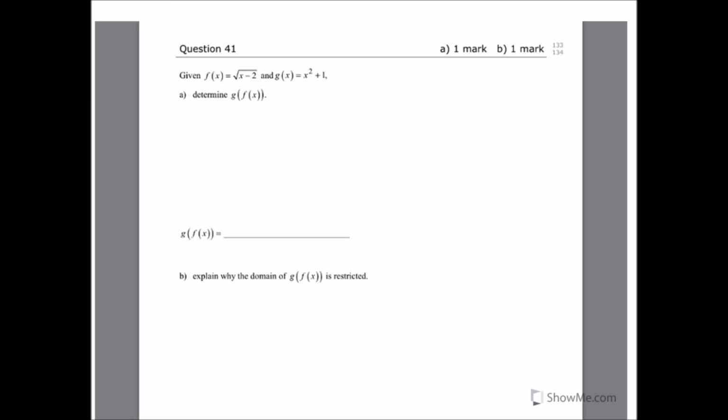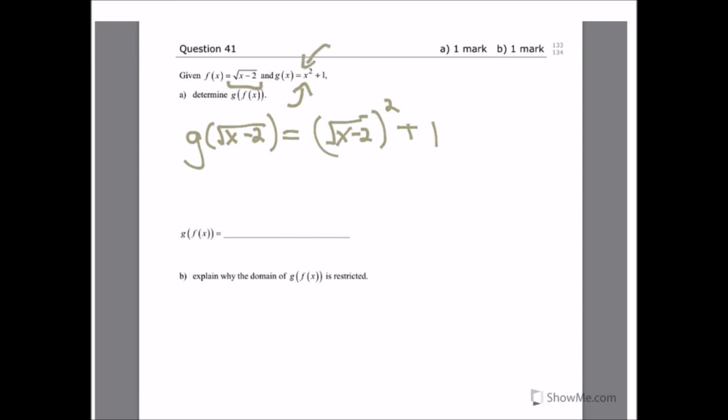41. Determine g of f of x. Okay, so we need to put the whole f of x function in for x in the g function. So this is the same as saying g of root x minus 2, which equals root x minus 2 squared plus 1, because I'm putting this right in here. When we square a square root, we just cancel them, plus 1, which equals x minus 1. So you can write that right there, x minus 1.